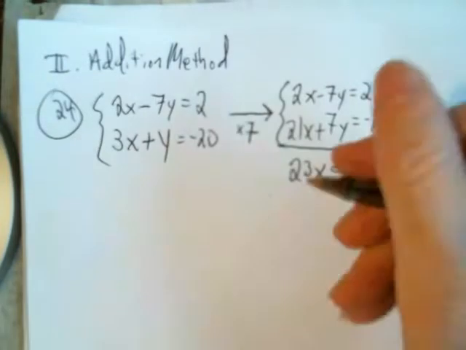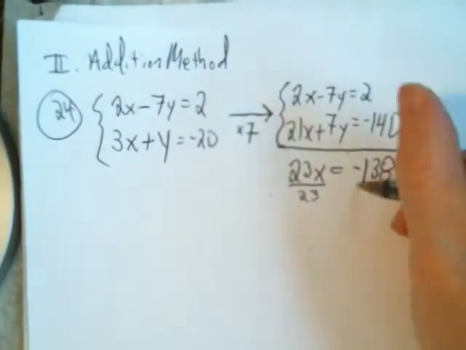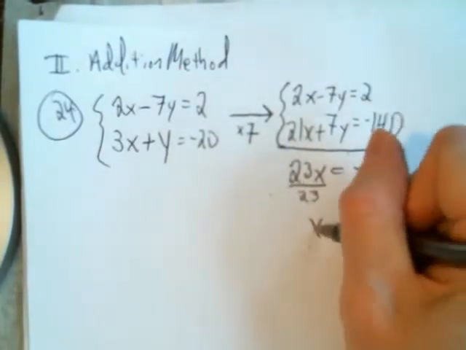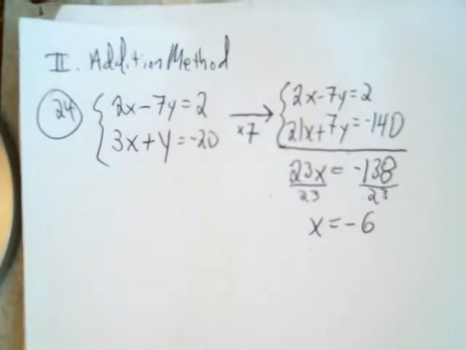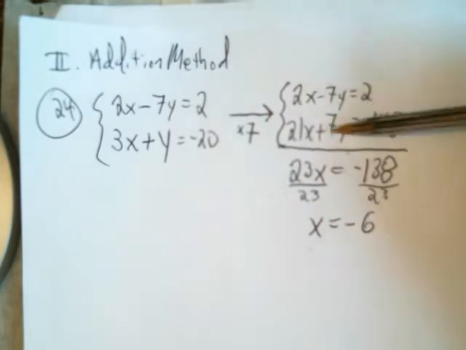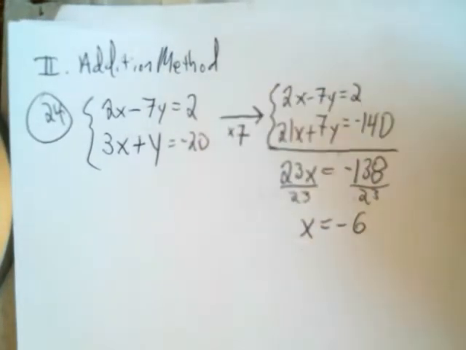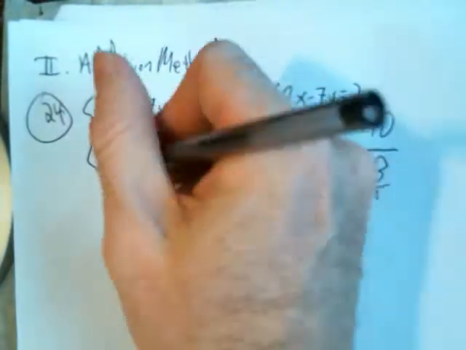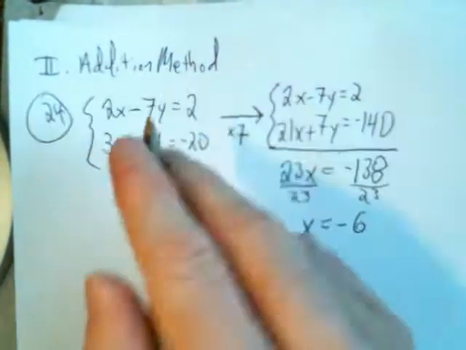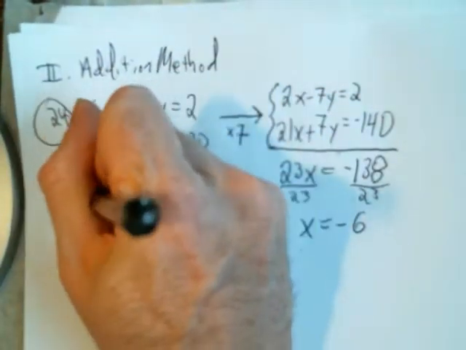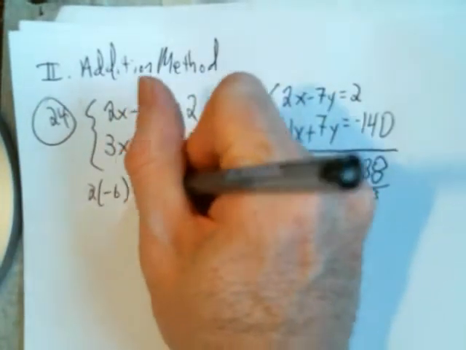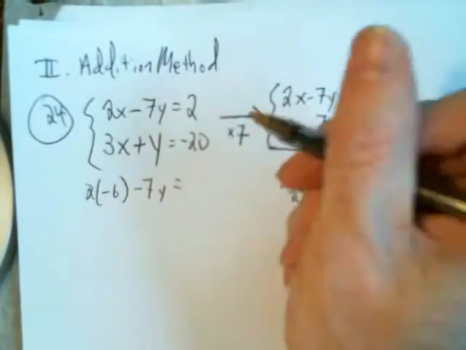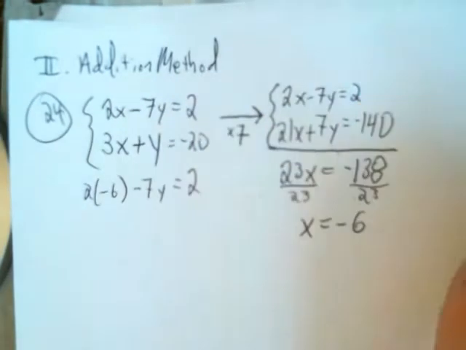If you divide both sides by 23, using a calculator, you get x is negative 6. Now you can take this value and plug it back into any equation that has both unknowns. So you've got 4 choices. I usually just take the first one I see, the first equation here. So 2 times negative 6, and it won't make a difference. Whatever equation you use, as long as it has both unknowns, you're going to get your answer.